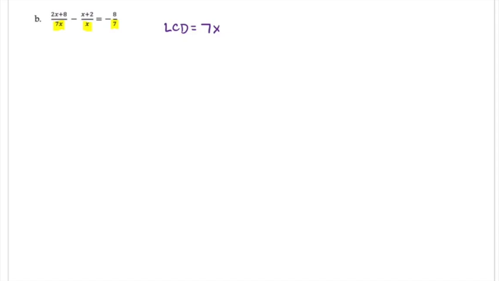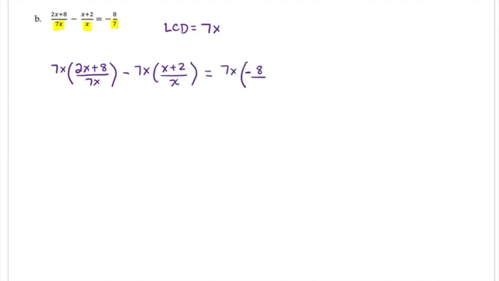So what do we do with the LCD? We multiply each and every term by the LCD. So I'm going to set myself up. All right, so again, my LCD was 7x. I multiplied every single term by that 7x. The awesome thing here is that a lot of things are going to cancel out.